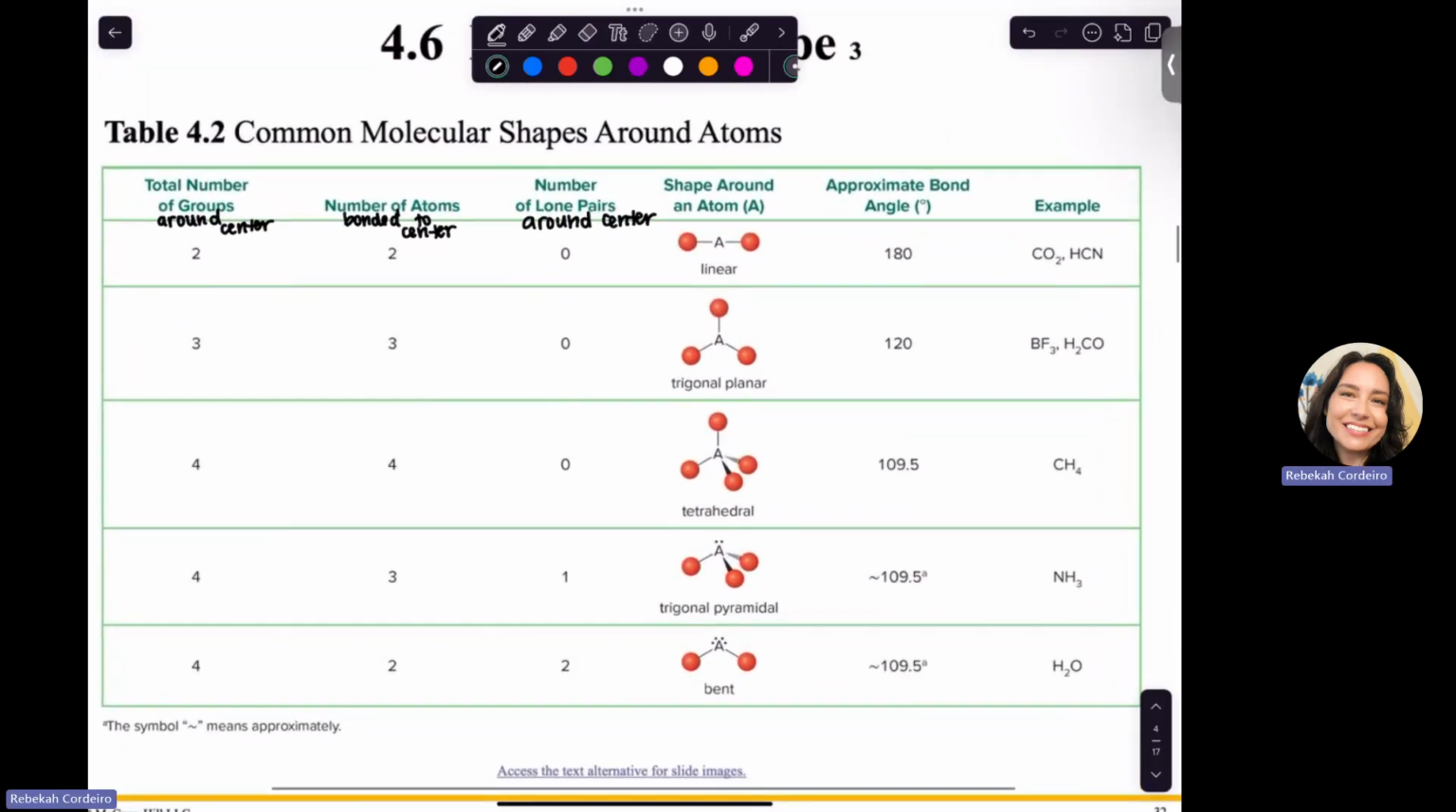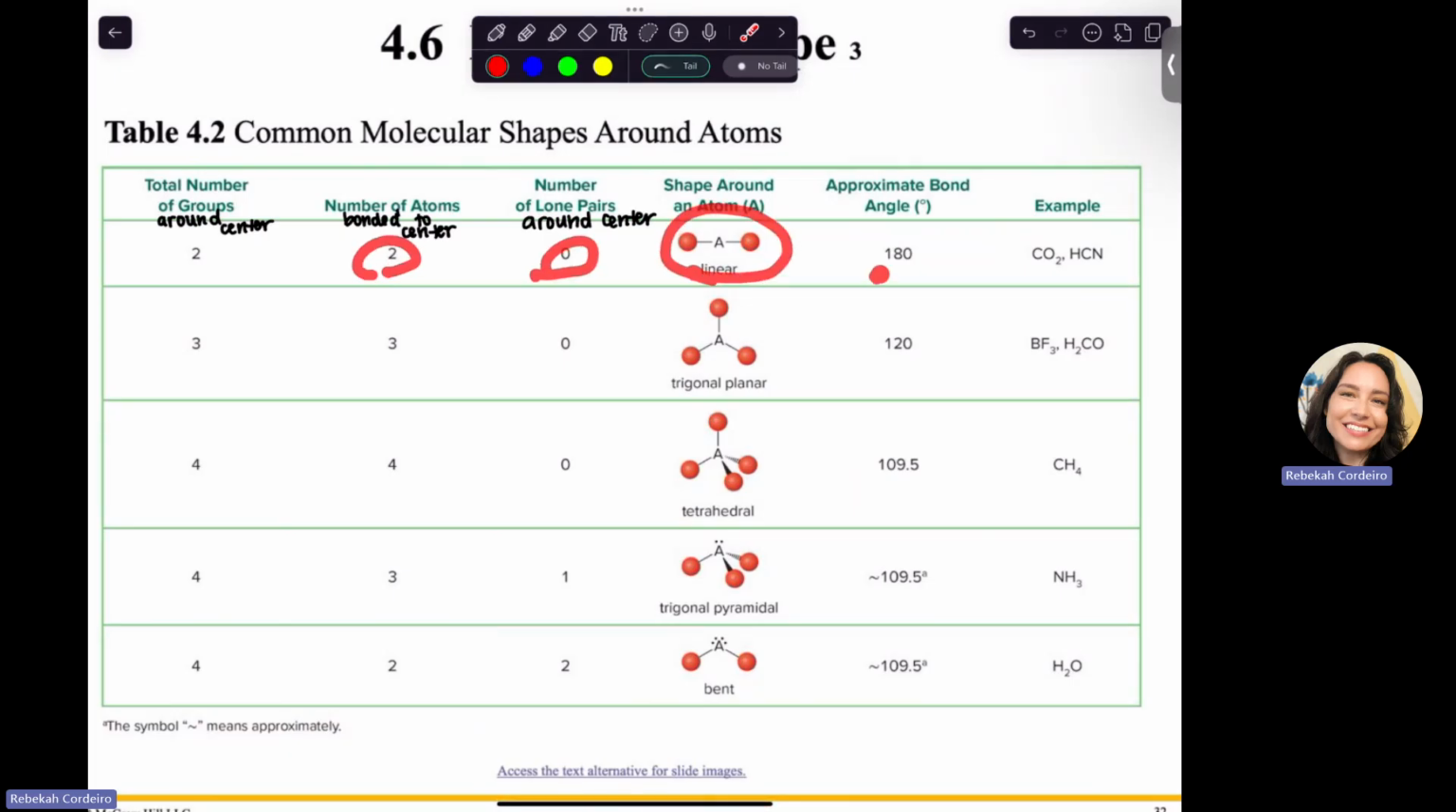So if we have two groups around the center and both of those groups are atoms and no lone pairs, we're going to have a linear shape. The bond angle is going to be 180. And then we have some examples. I honestly think just memorizing the examples is helpful because then you can say, if it looks like CO2, if it looks like HCN, even if it's not exactly those, if your Lewis structure looks like these Lewis structures, then you know that it's going to be linear, 180.